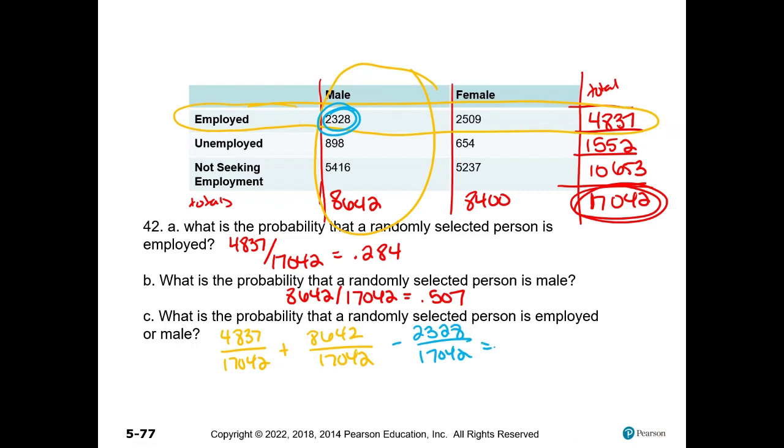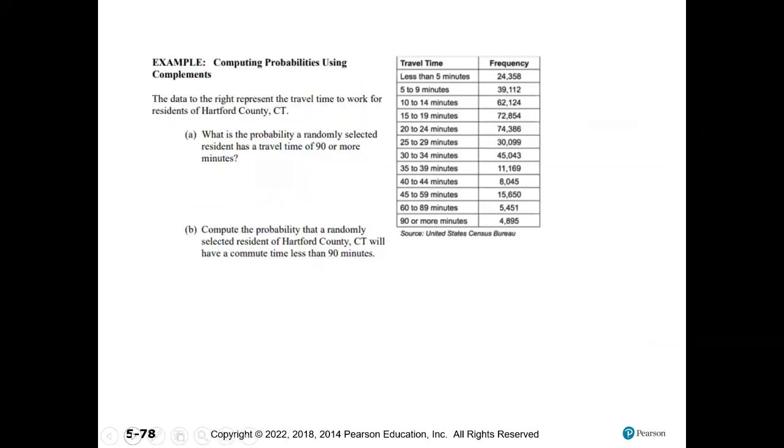All I'm going to do is in my calculator, 4,837 plus 8,642 minus 2,328. And that is going to give me 11,151 out of my 17042. And if I do that division, I would get 0.5.